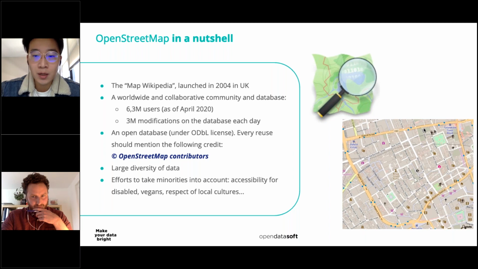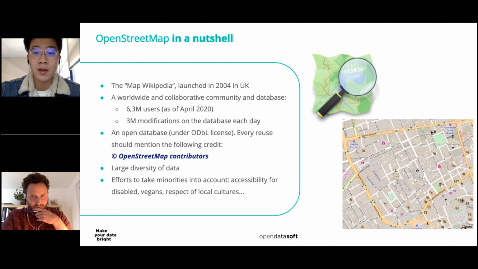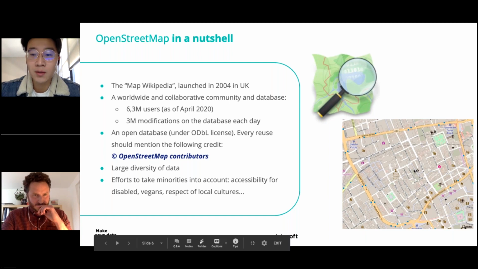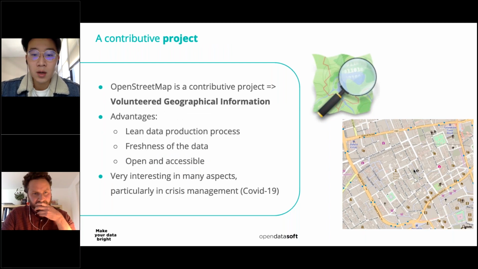He was inspired by Wikipedia, and since then it has grown to over 6 million registered users. Users may collect data using manual survey, GPS devices, aerial photography, and other free resources. The platform undergoes about 3 million modifications each day, so that's quite a lot. The site is supported by the OSM Foundation, which is a nonprofit organization registered in England and Wales. Some of the advantages of the platform include lean data production, lean data processes, data freshness, and the fact that it's helping people with disabilities and being open and accessible.